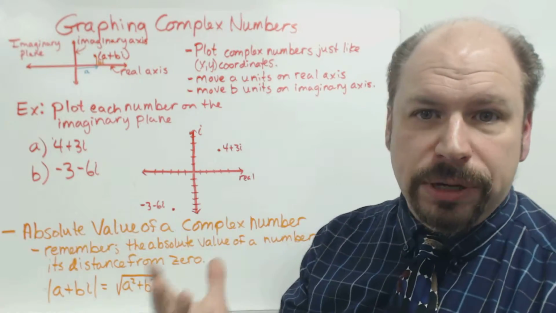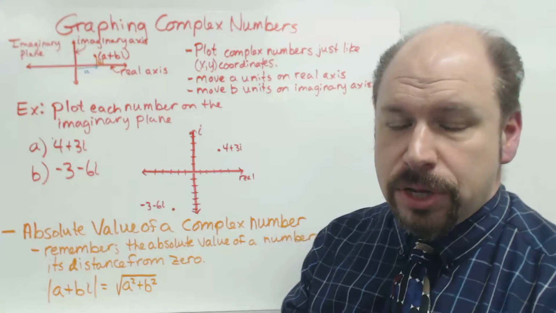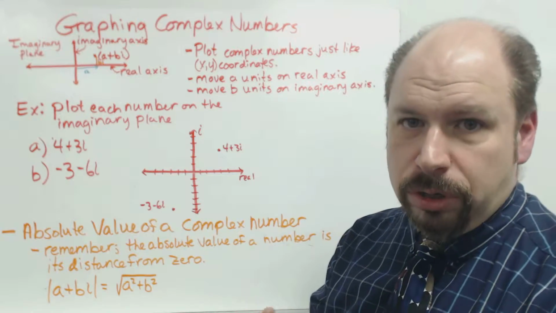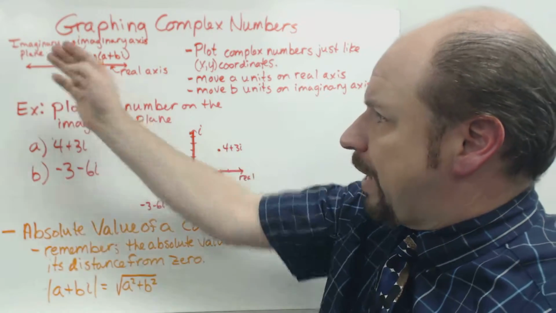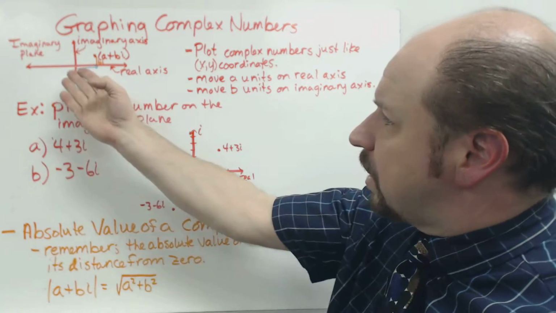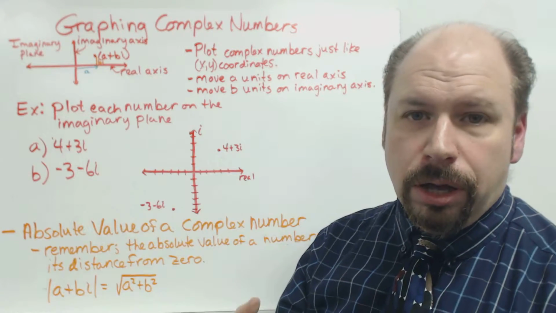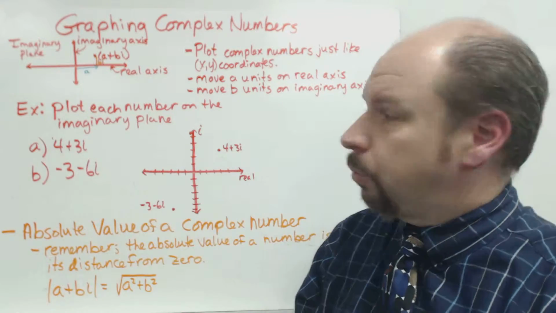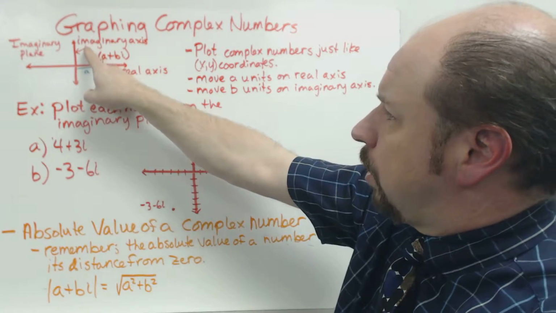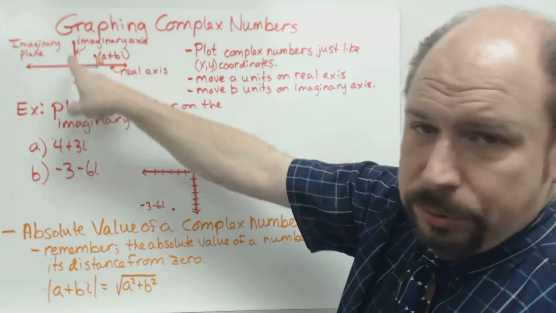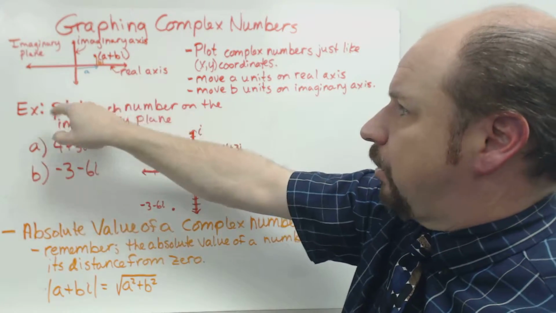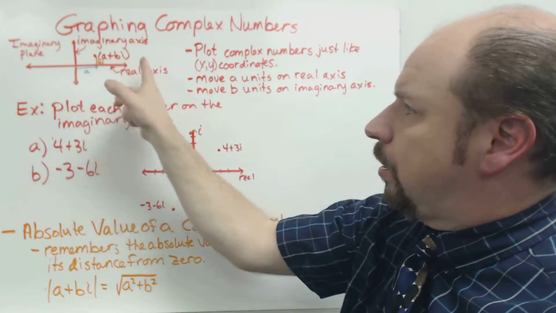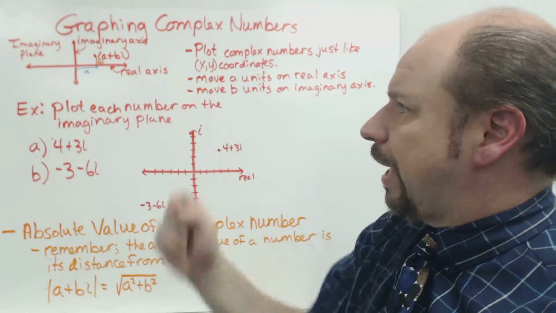Okay, so now let's talk a little bit about graphing complex numbers. So complex numbers have their own number plane. It's called the imaginary number plane. And it looks just like the regular coordinate plane that we normally work with. So what we normally call the y-axis is the imaginary axis, and the x-axis is the real axis.